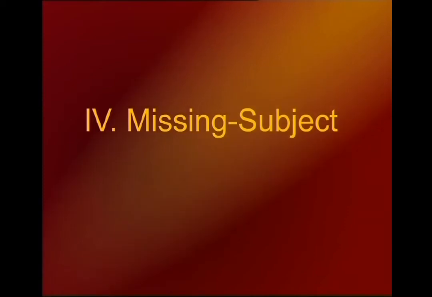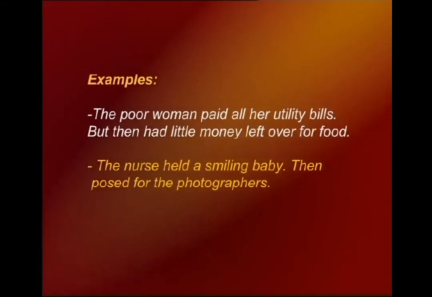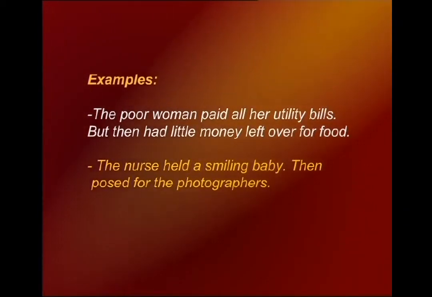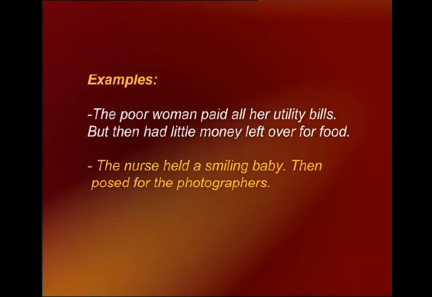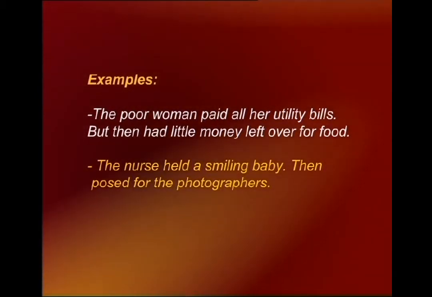And the fourth kind of fragment is the missing subject fragment. This is a fragment in which there is no subject. Some word groups are fragments because while they do have a verb, they lack a subject. In these fragments, the verb is there, but the subject is missing. For example, take this sentence: the poor woman paid all her utility bills. Full stop. But then had little money left over for food. Now, the second half, but then had little money left over for food.